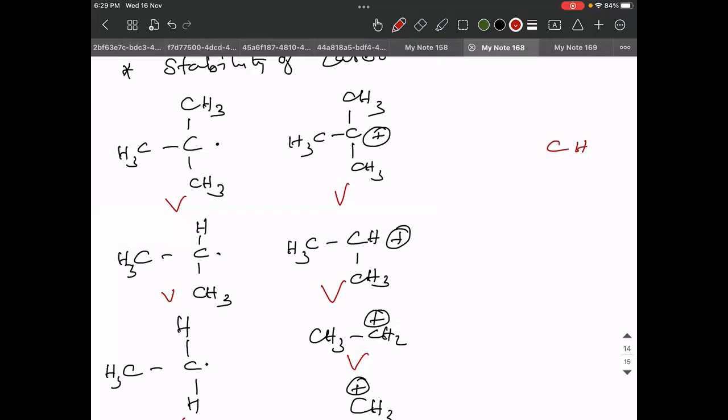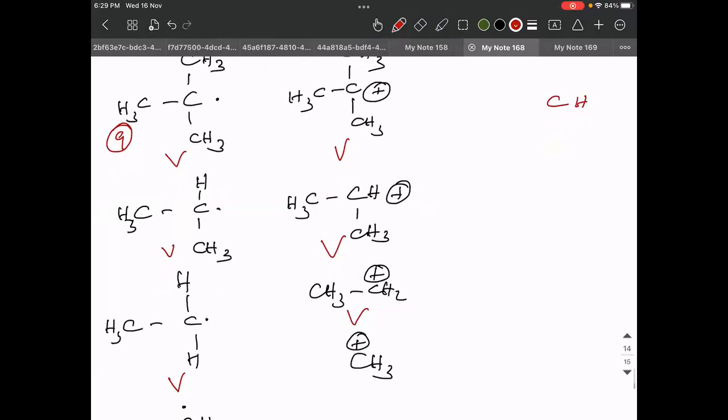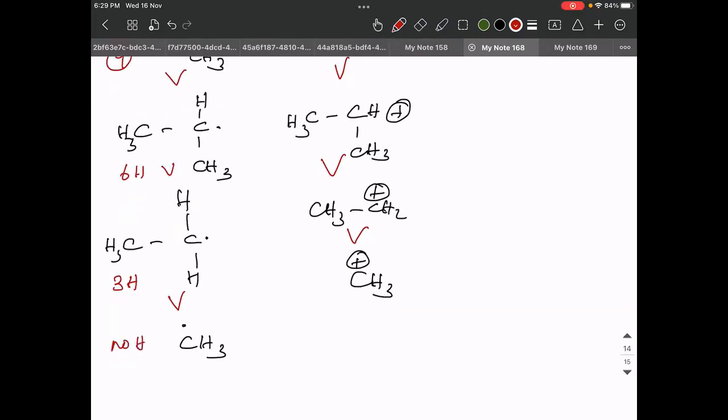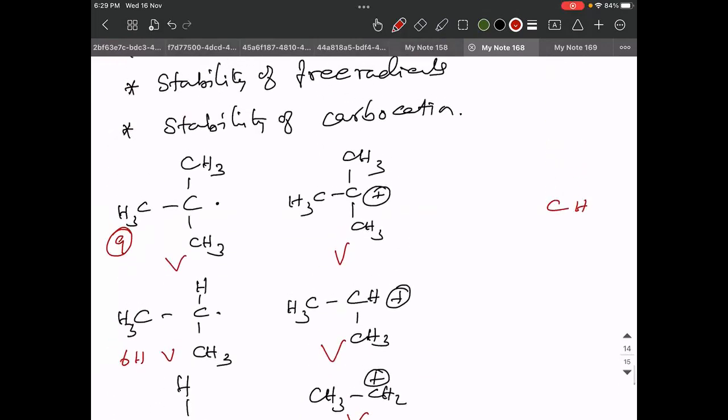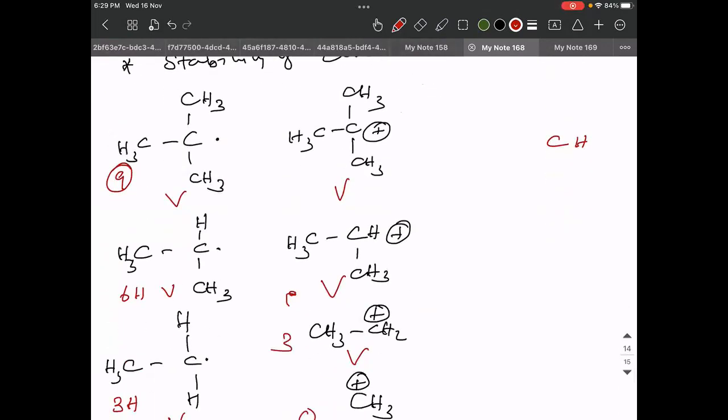So now, because 1 unhybridized p orbital is there, 3, 6, 9 hydrogens are there. Here, look here, 6 hydrogens. Here, 3 hydrogens. Here, no hydrogen. Correct? So 0, then 3, 3, 6, 9. When you are writing resonance structures, 9 plus 1, 10 resonance structures for the first one, 7 resonance structures for the second one, 4 resonance structures for the third one, no resonance structure for the last one. So that's why the tertiary carbocation and tertiary free radicals are more stable than this.